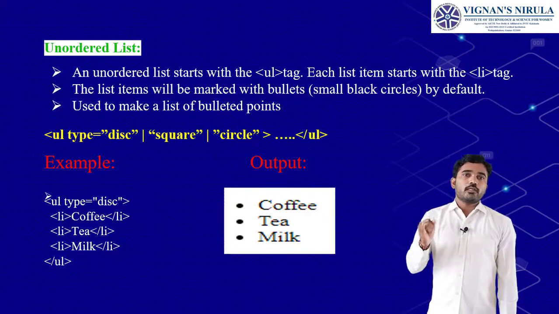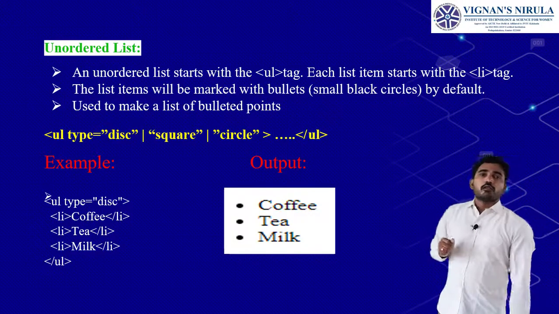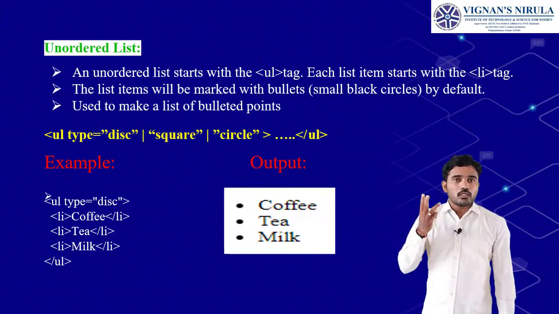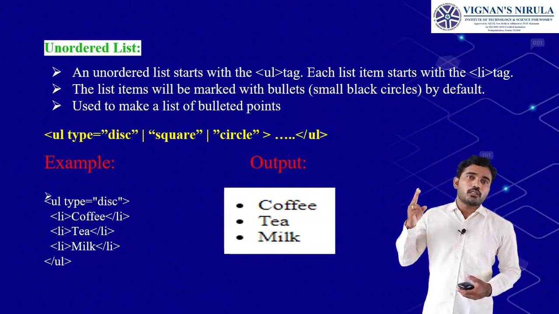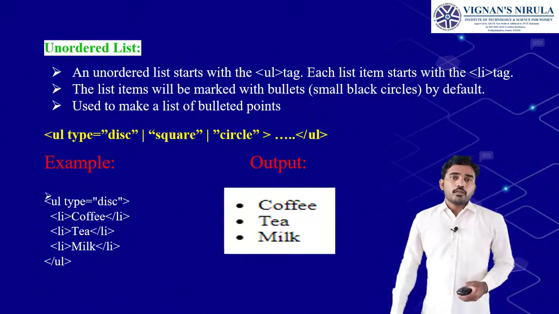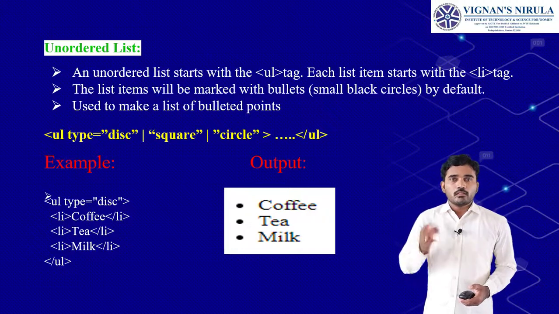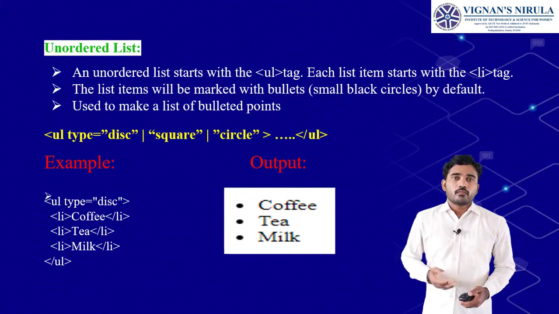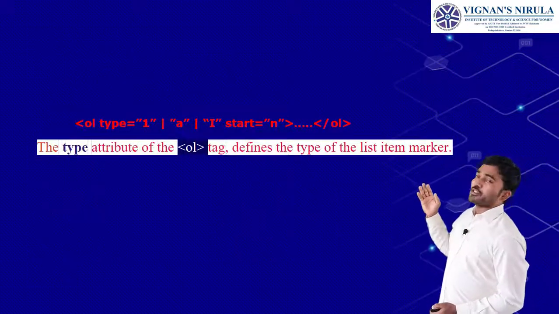The first one is coffee, then tea and milk. If you observe the output for this one, those three list items are displayed. The first list item is coffee, another one is tea, and another one is milk. In this way, in your web page you can prepare a list of items which do not have any specific order. Only three types are there, that is disk, circle, or square. Understand? Now we'll move to the next type of list, that is the ordered list.